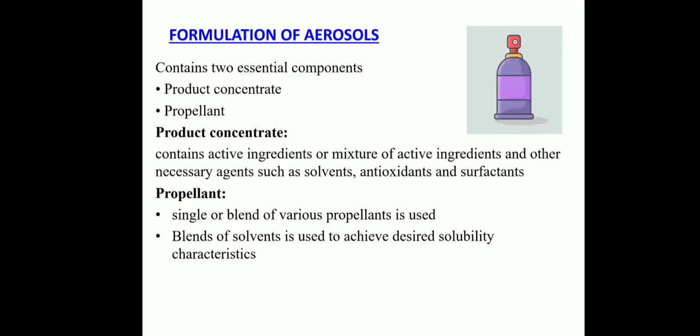Formulation of aerosols contains two essential components, that is product concentrate and propellant. Then what is a product concentrate? Product concentrate contains the active ingredient and other necessary agents such as solvent, antioxidant and surfactant. Propellant: a single propellant or a blend of various propellants is used. A blend of solvents is used to achieve desired solubility characteristics.